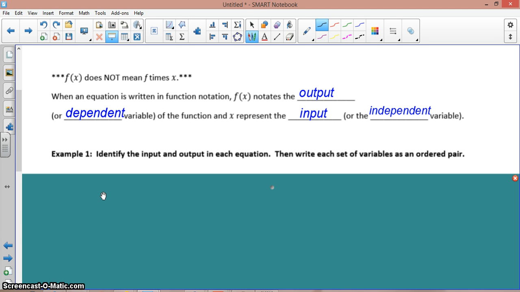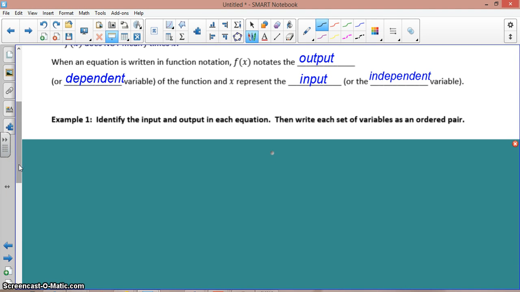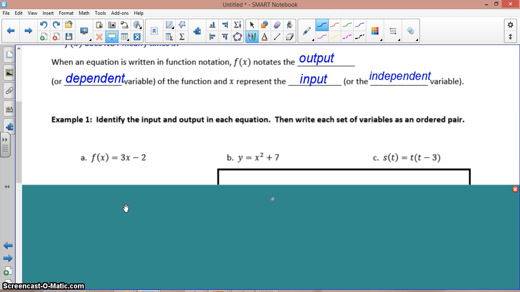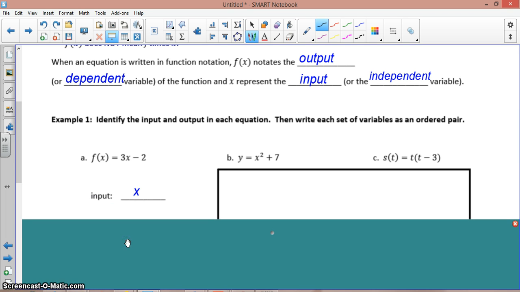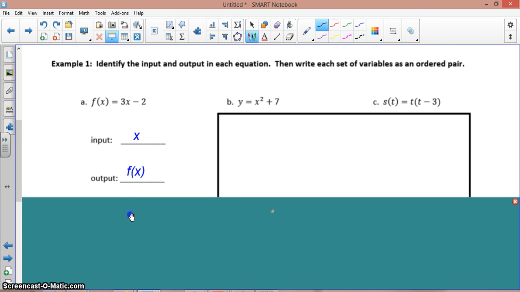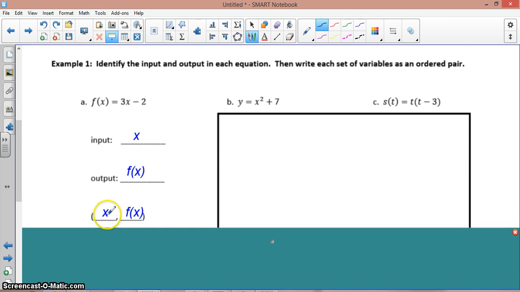Alright, here's some examples. Identify the input and output in each equation, then write each of the variables as an ordered pair. So remember, input is always first in the ordered pair, output's always second. If we look at this first one, we have f of x equals 3x minus 2. The x is your input. Our output is the f of x. Whenever we write ordered pairs, input always comes first, so x goes here, f of x is our second value.